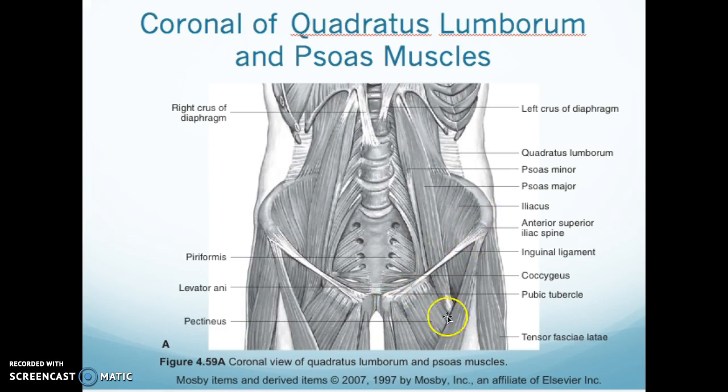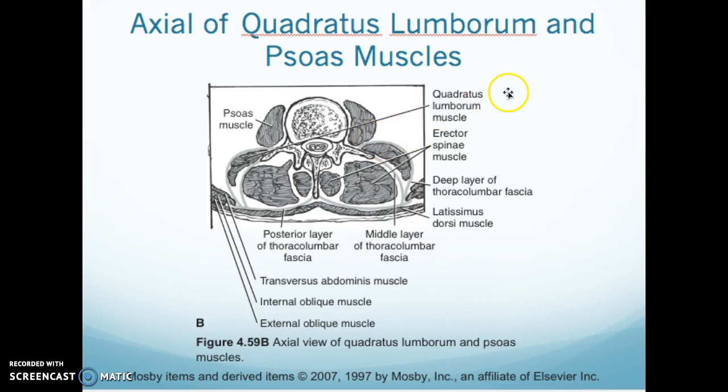I want you to know your tensor fasciae latae, that's how I remember. I have to say it like that every time, so you'll hear me say it a million times. Pectineus and piriformis here coming around. Okay, so quadratus lumborum. It's funny how they make you go all the way over there. It's right there. It's on both sides. Here's your psoas muscle on either side of the body.